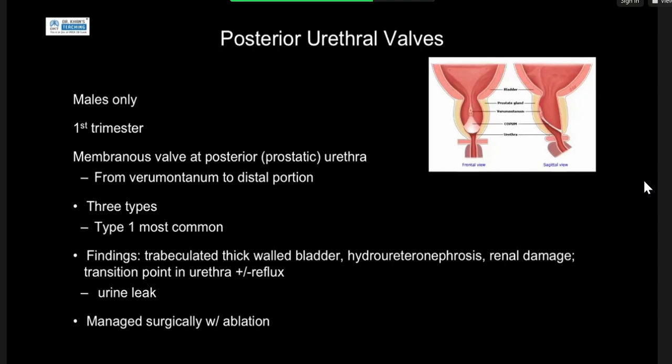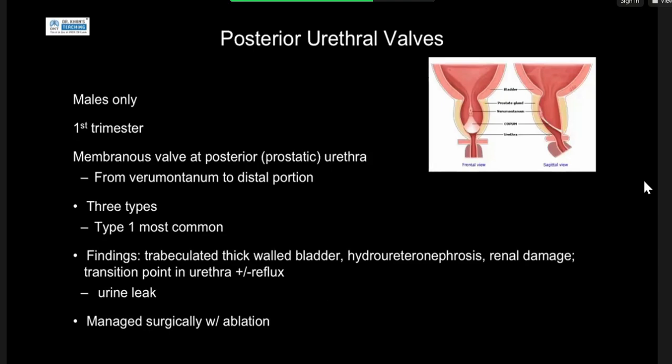And then you also get features of bladder outlet obstruction. So you get a thick-walled, trabeculated bladder with diverticulum, because that muscle is becoming hypertrophic, as it's pushing against the resistance. And then because of the back pressure, you can get renal damage, as you can see with other causes of obstruction. So you can get cystic parenchymal changes as well. And then you can also get reflux into the kidneys because of the back pressure.